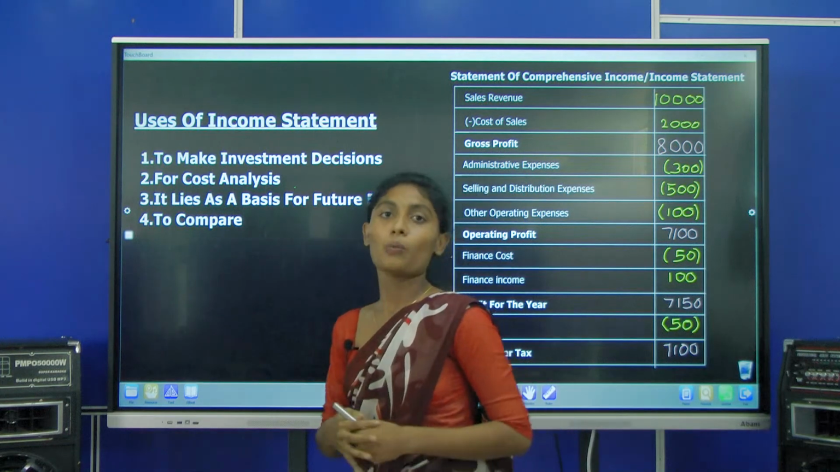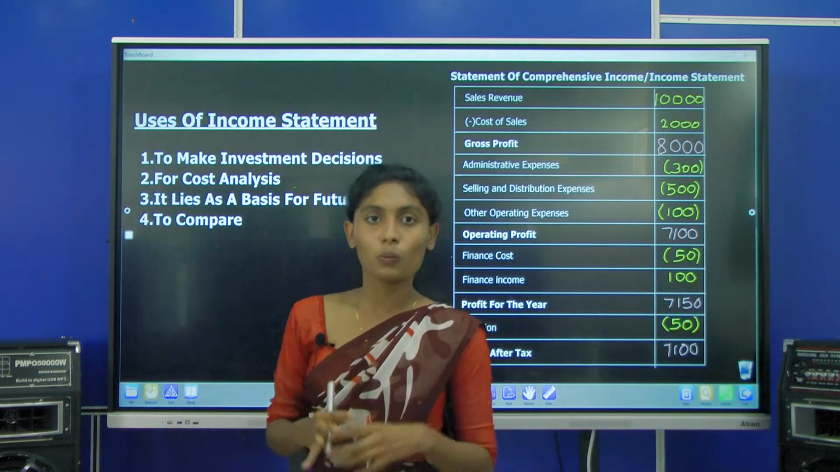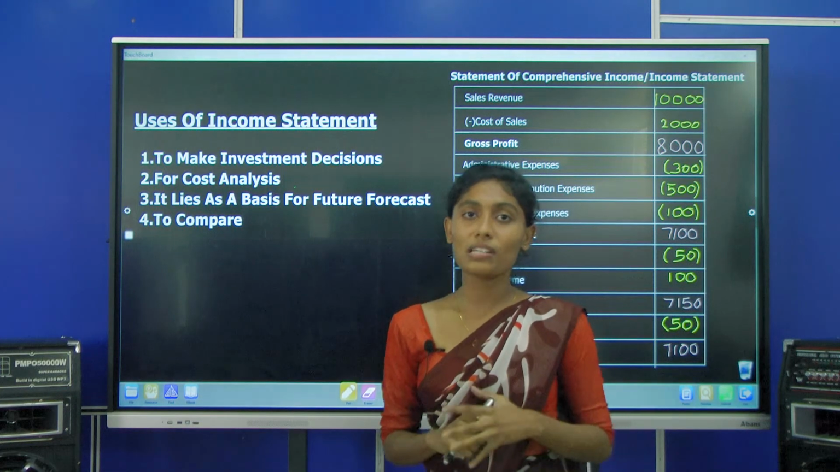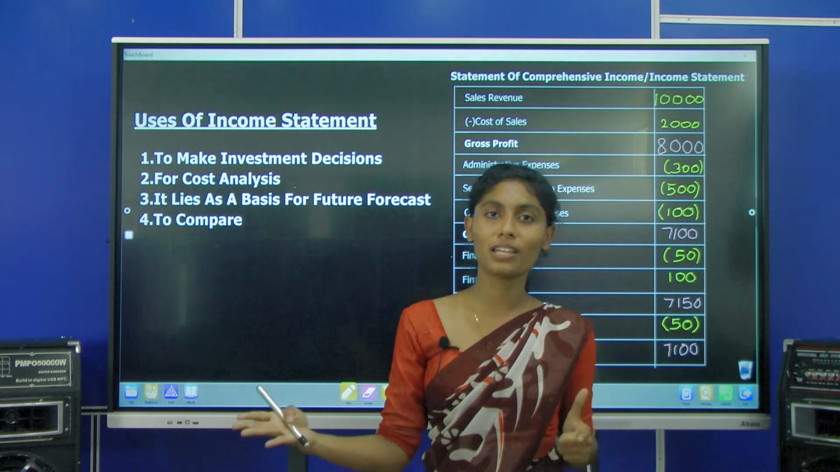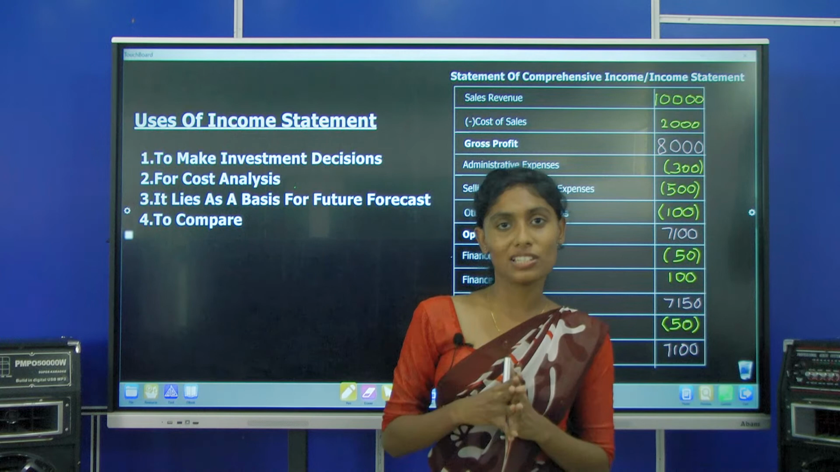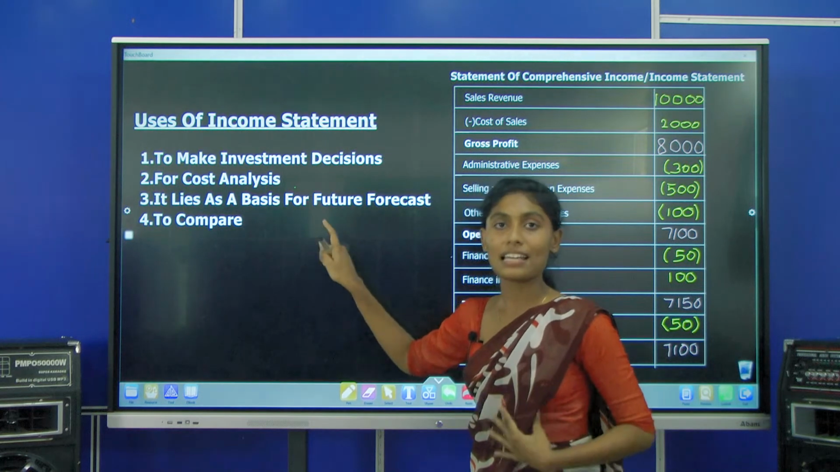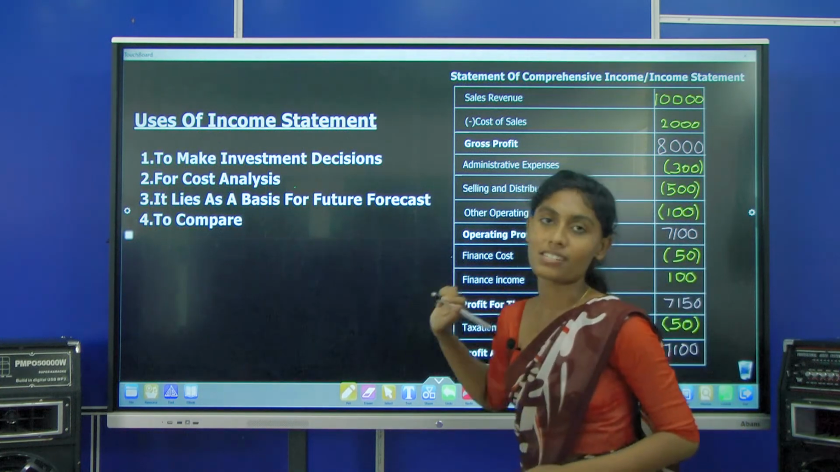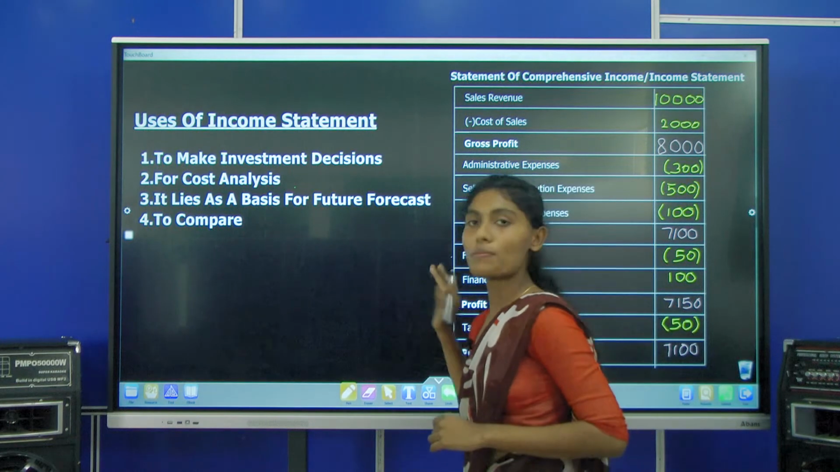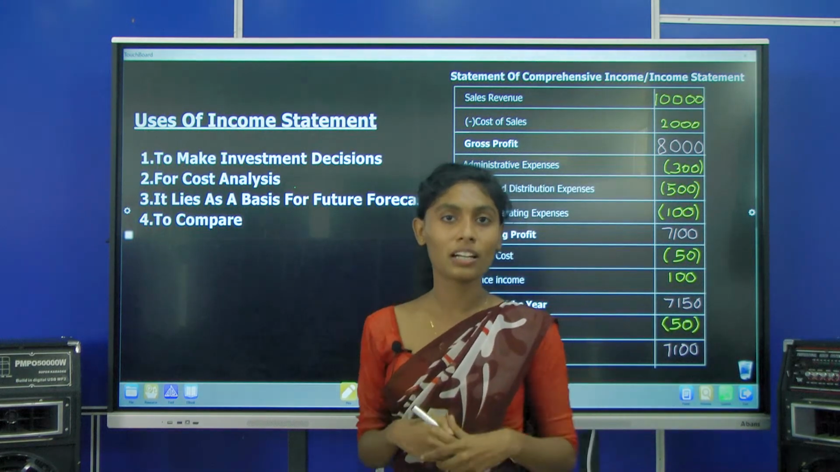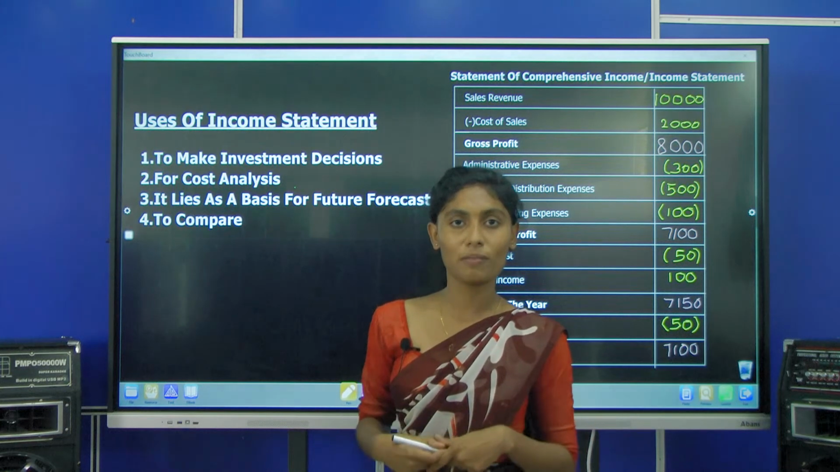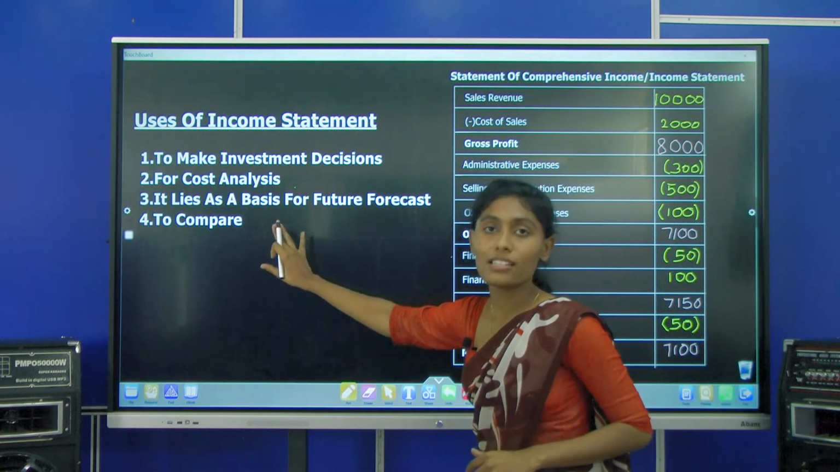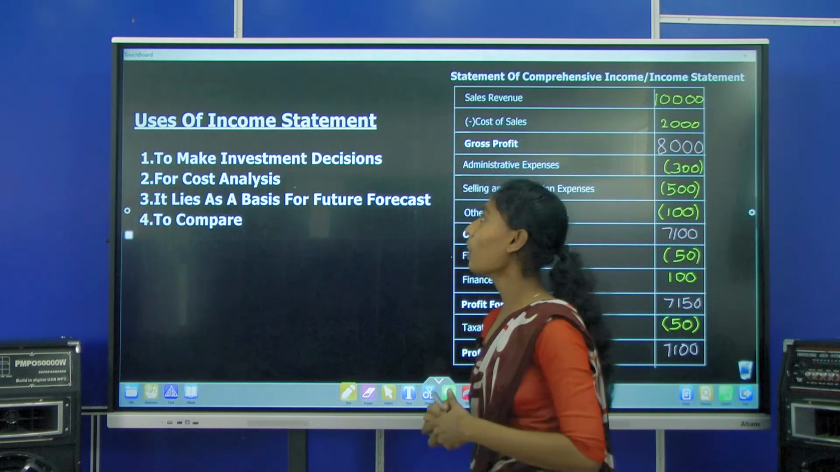Next, to compare. When buying shares, we don't just go and buy. We compare with the same industry businesses. For example, if you are going to invest in Coca-Cola company, you also look at the Elephant House company, because they are all beverage companies. When their share prices are increasing, that means they are making more profit, and only then do we go and invest. So we always check their income statements. It's available in their annual accounts. It's available at the AGM. What is AGM? It's the annual general meeting. So it lies as a basis to compare with other companies as well.